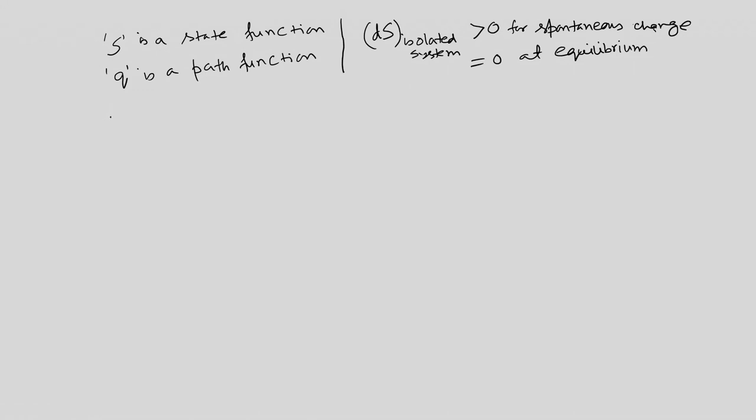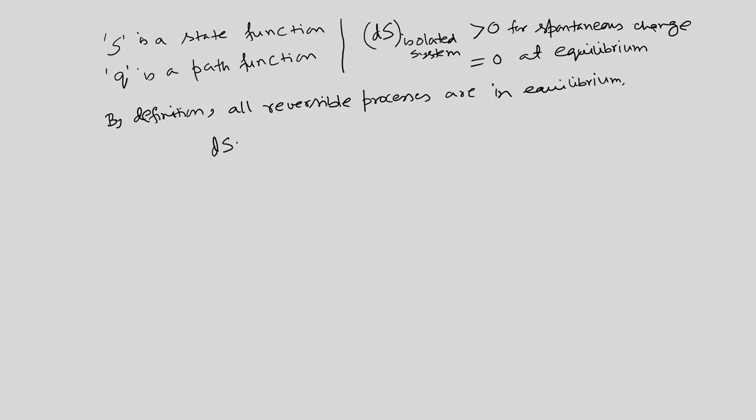Okay. By definition, all reversible processes are in equilibrium, so dS system equals 0 for a reversible process, and greater than 0 for an irreversible process or spontaneous process.